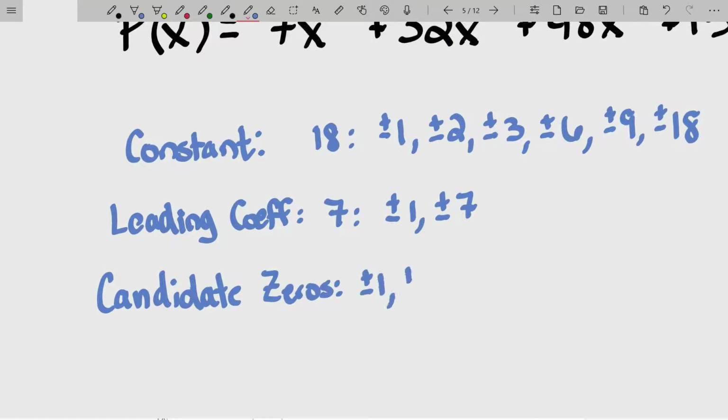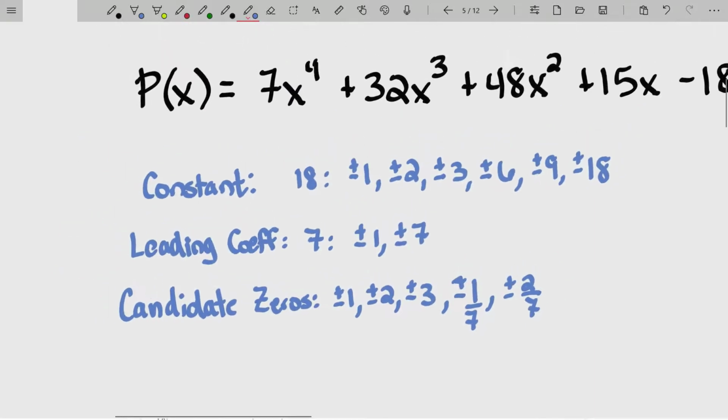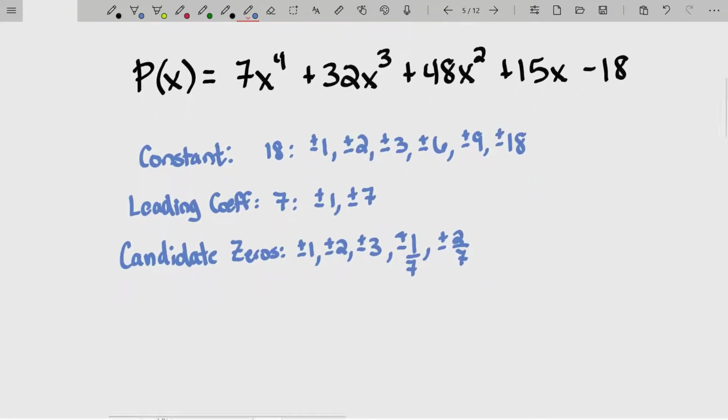And like I said, I'm just going to start with plus or minus 1, then move to plus or minus 2. I might do a plus or minus 3, maybe. But if none of those work, I don't want to go to the 6. I'll probably start with a plus or minus 1/7, and a plus or minus 2/7. And if none of those work, then I have other work I have to do. So let's go ahead and try.